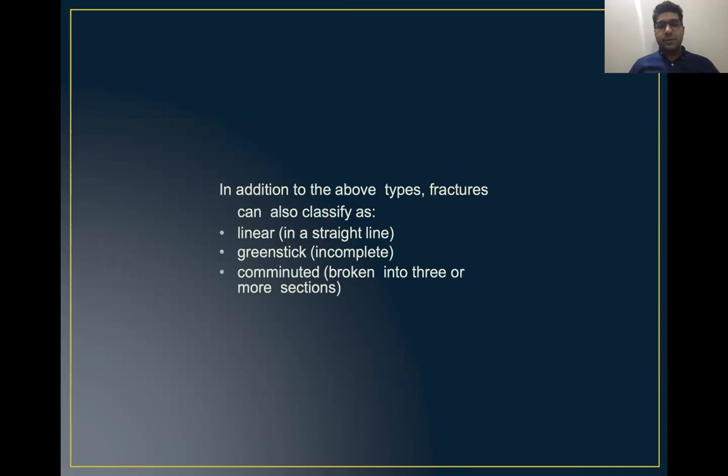In addition to the above fractures, there are certain other types of fractures, like a linear fracture, which is just going in continuity in a straight line, and this one is called a greenstick fracture, which is an incomplete fracture, meaning the cortical breakdown is not complete and both the cortices are in contact with each other. And one is called a comminuted fracture, where the bone is broken into more than two sections.